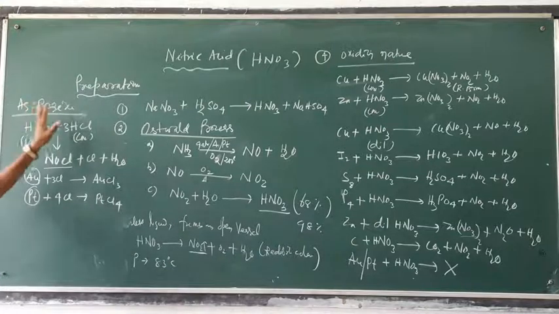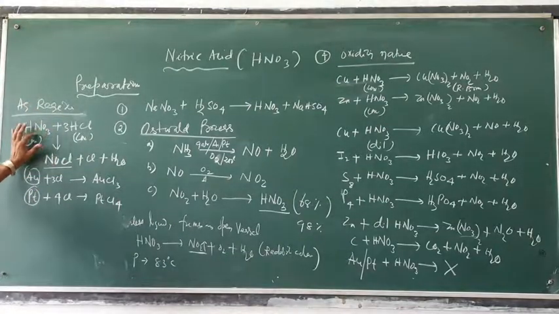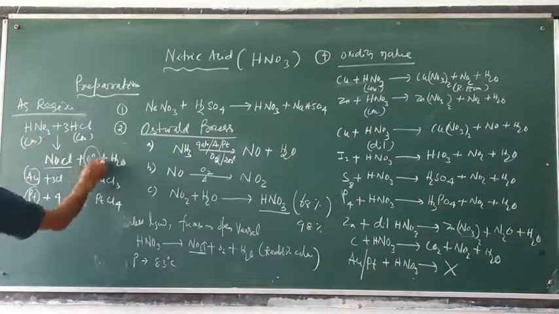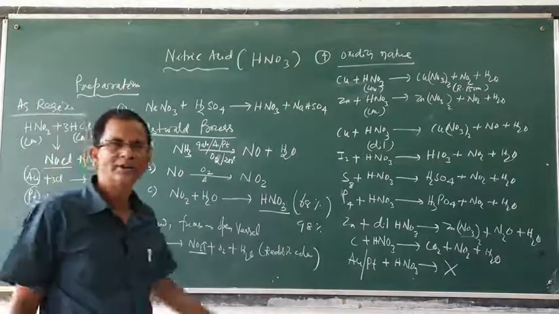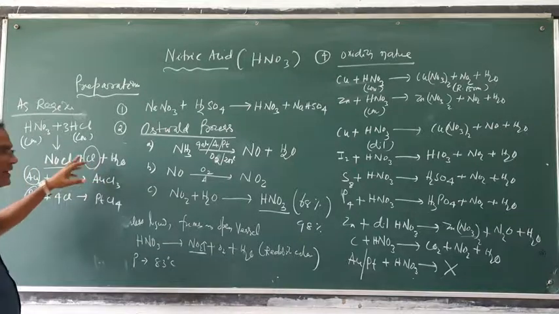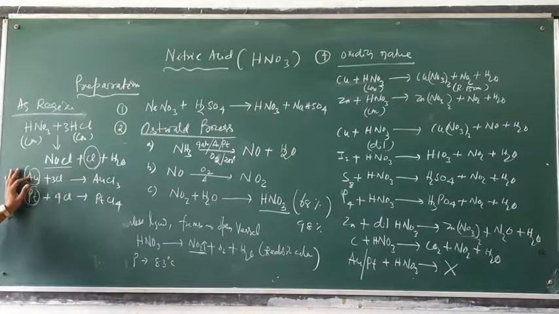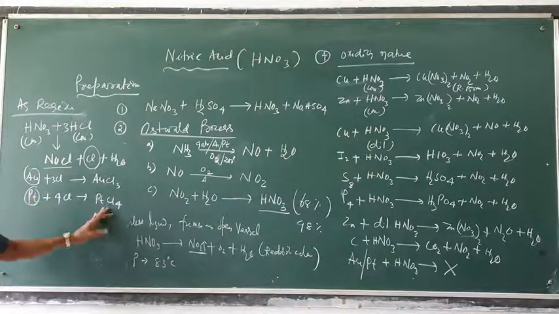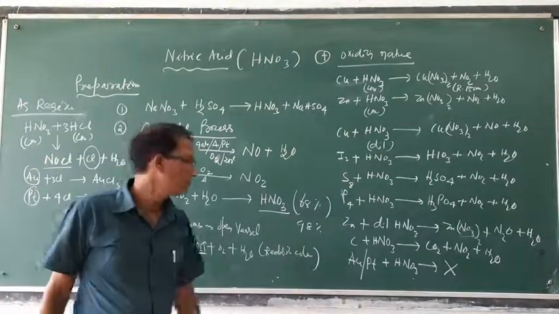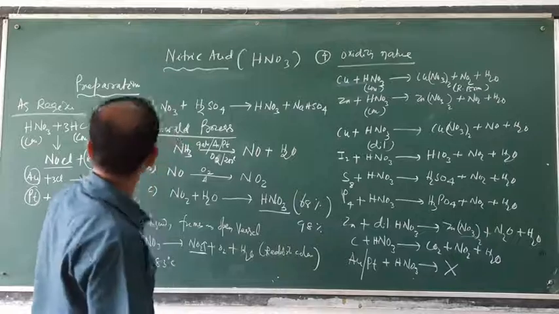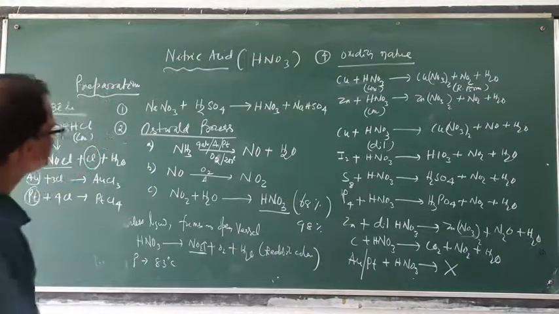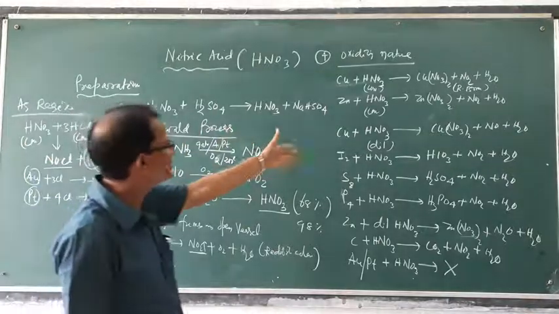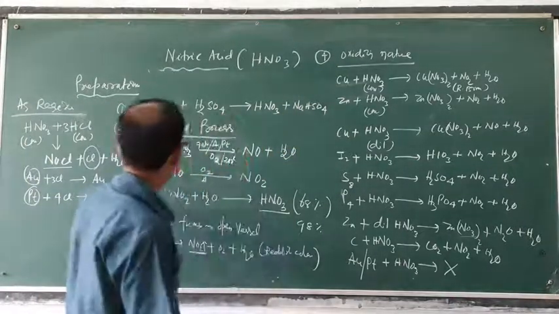Aqua regia is a mixture of 1 part concentrated nitric acid and 3 parts concentrated HCl, which then produce atomic oxygen and atomic chlorine. This atomic chlorine is very reactive, reacts with gold forming gold chloride, auric chloride, and platinum becomes platinum chloride. Then they dissolve in aqua regia. So these are the very important reactions of the oxidizing property of nitric acid and their preparation.